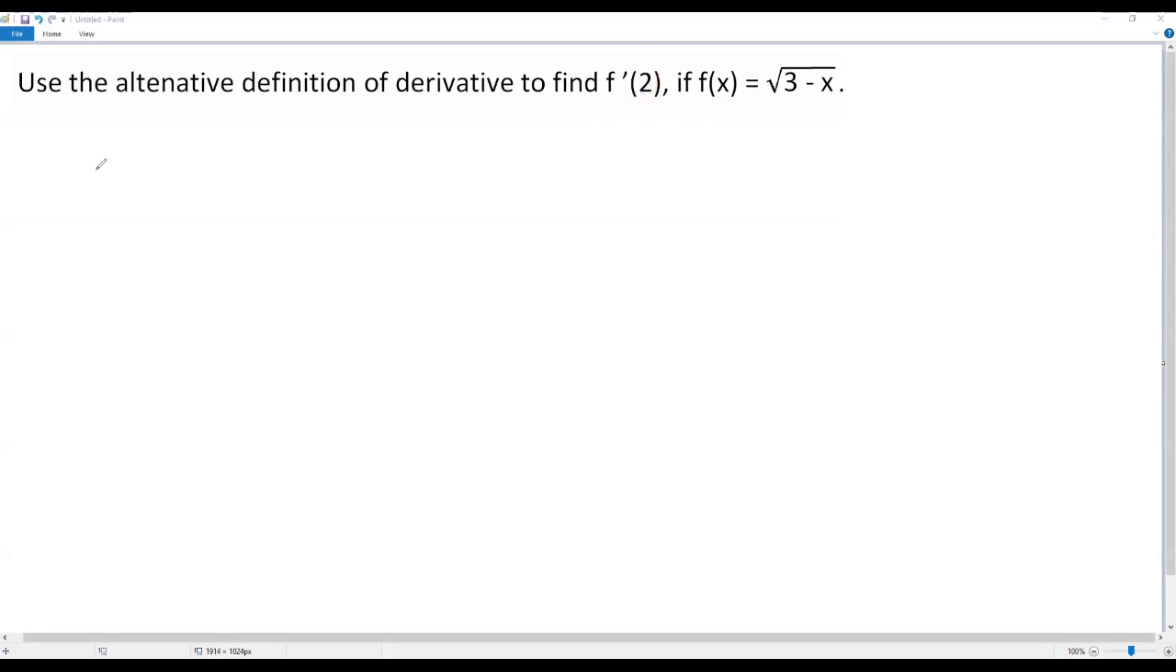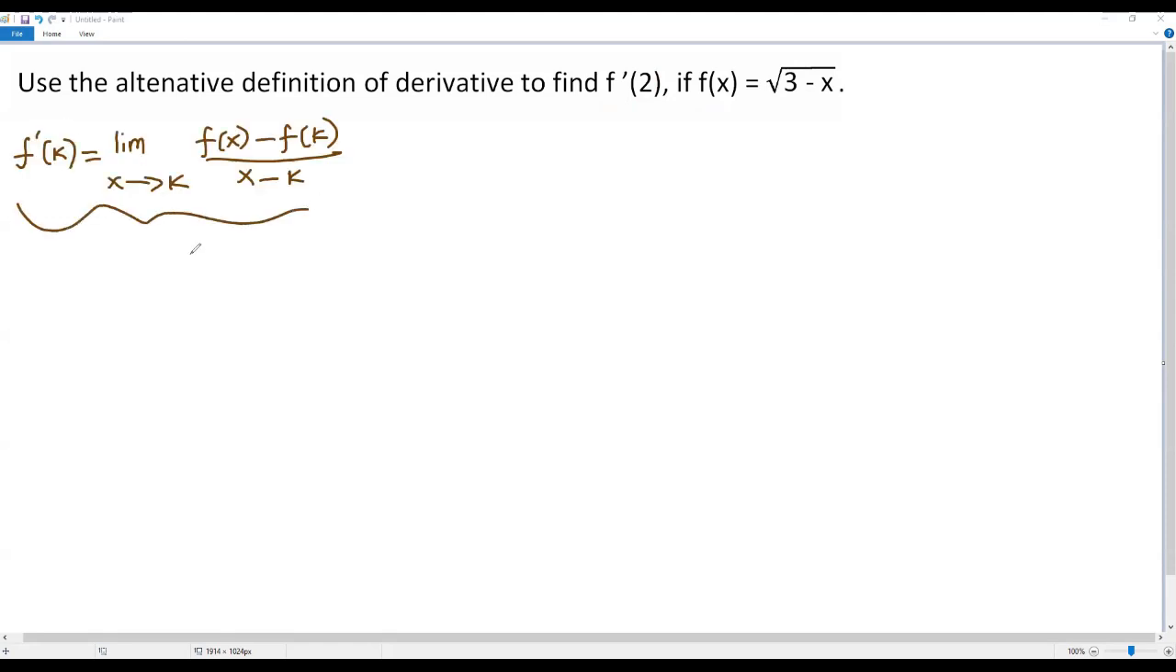So first let me write the formula for the alternative definition of derivative. Here we have the formula. That is, we have to find the derivative of the function f of x at a particular value of x, that is k. But in our problem, we have to find the derivative of f of x at x equals 2. That is, we have to find f prime of 2. So for that, in this formula, we have to plug in 2 for this k. Okay, let me do it. Wherever we find k, it has to be replaced by 2.